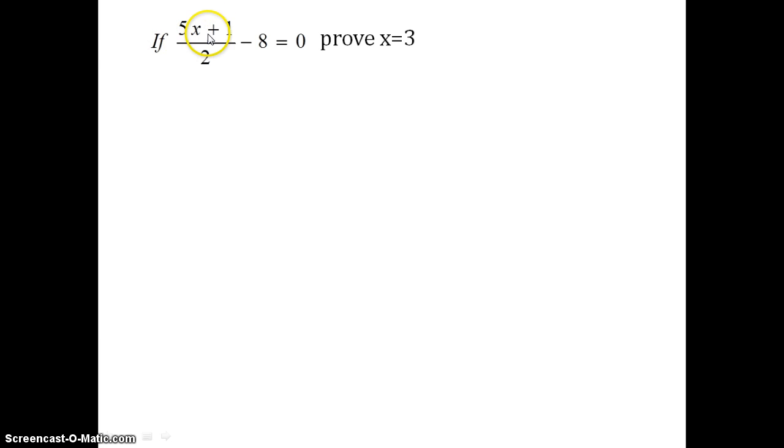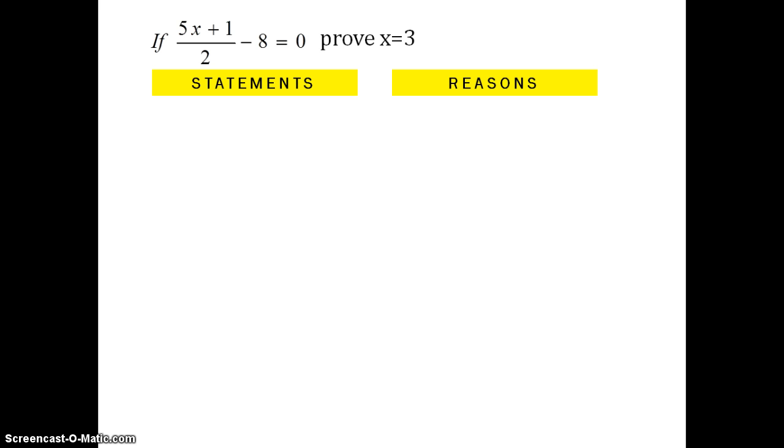If (5x plus 1) divided by 2 minus 8 is equal to 0, prove that x is equal to 3. So this is my given statement, and this is my proof statement. I'm going to set up two columns that say statements and reasons. Your first statement will always be your given statement, and your first reason will always be given. That's what was given to you.